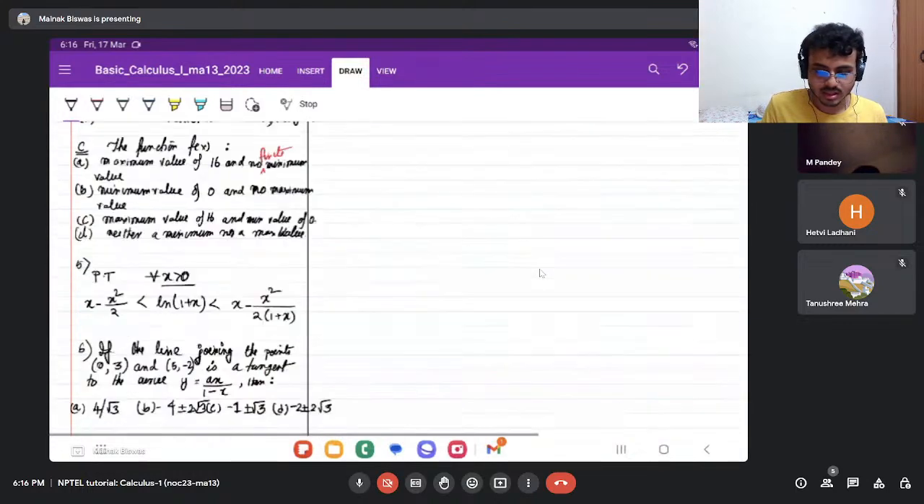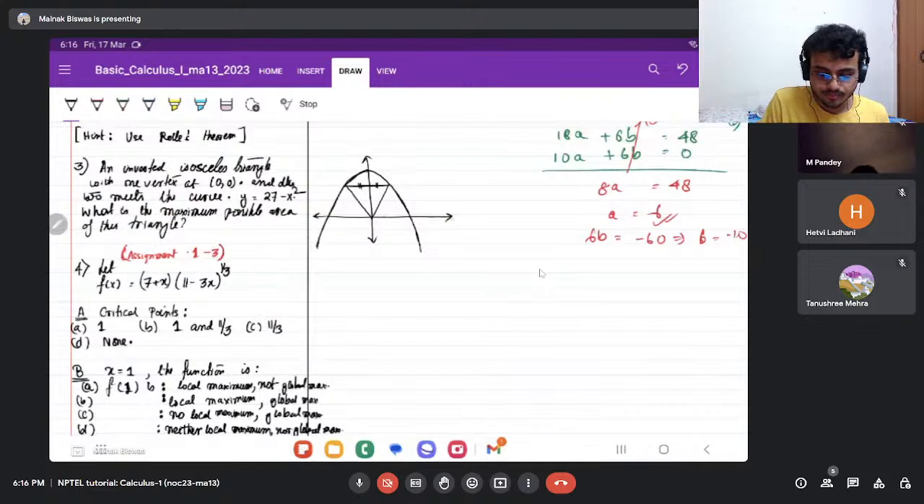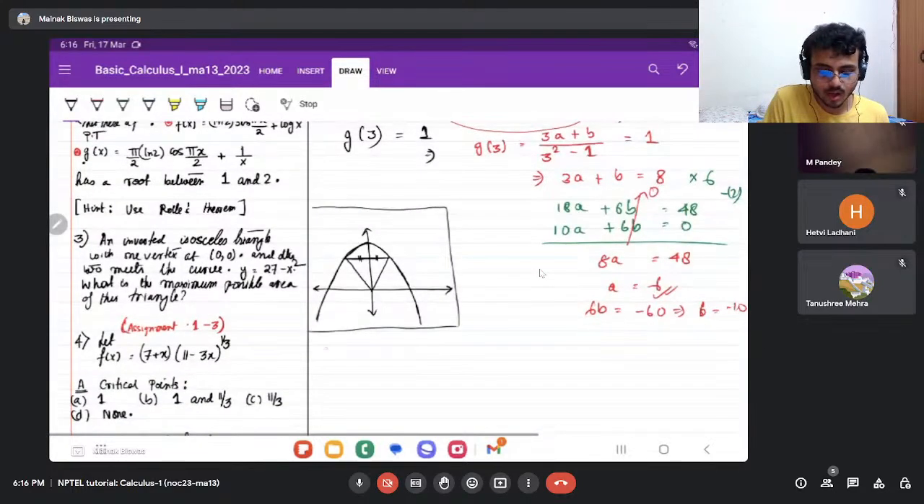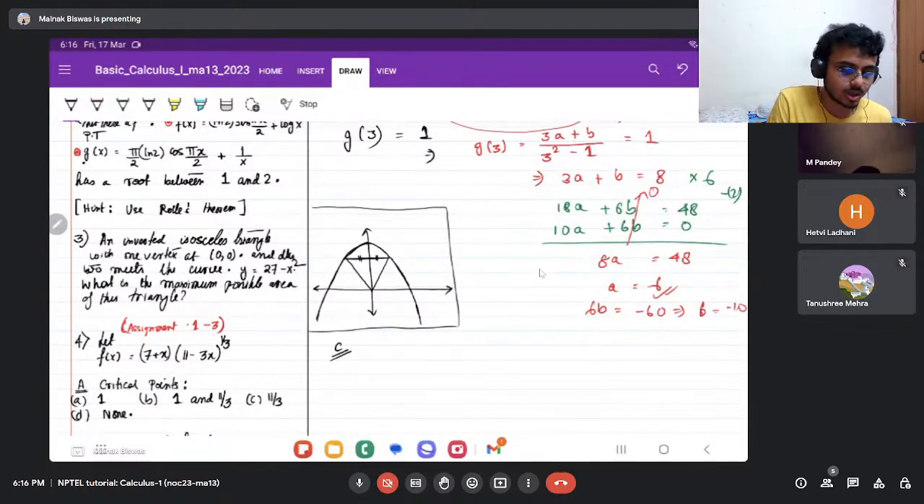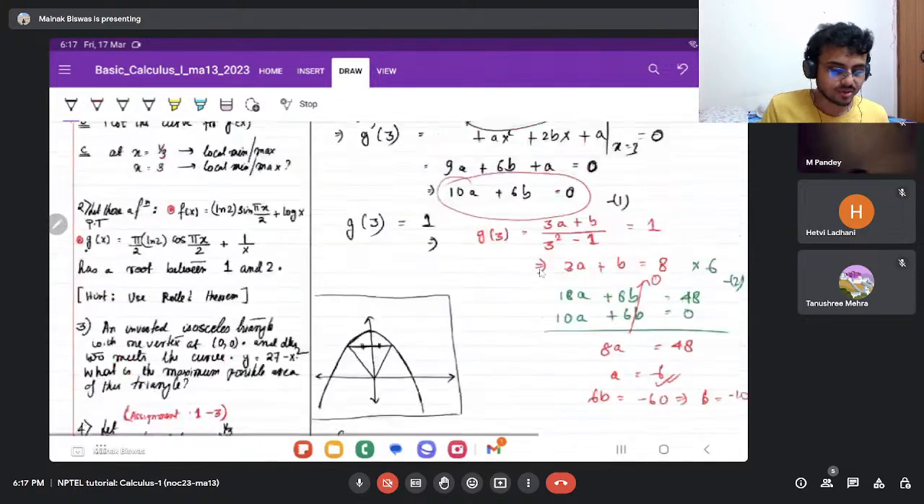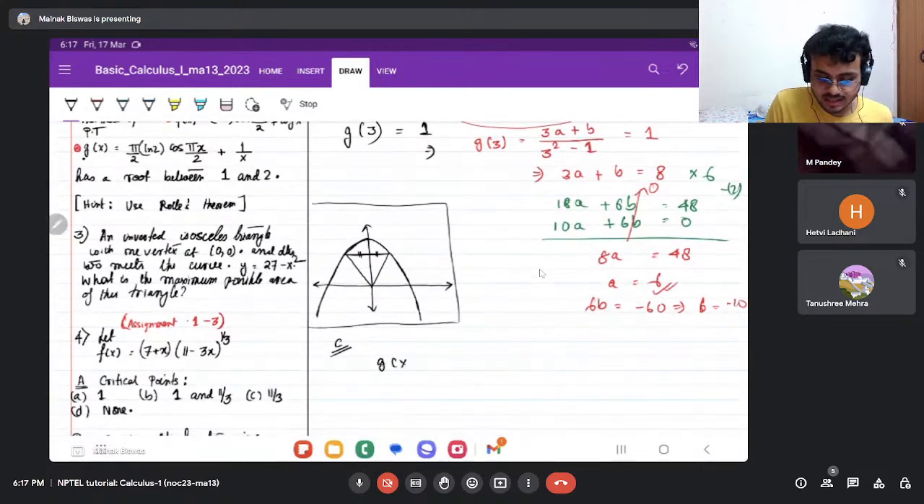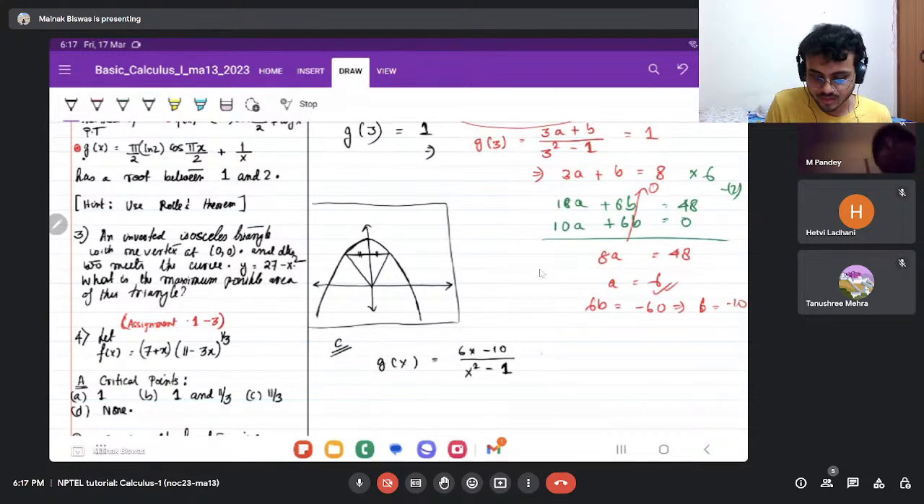So let us continue. Part C we'll do first and then do B, because that's where many of you had problems last day. We will try and plot this curve today. Instead of doing it at the end, we'll use derivatives to find out how the curve looks. So you have g of x is (6x minus 10) by (x squared minus 1). This is your function.